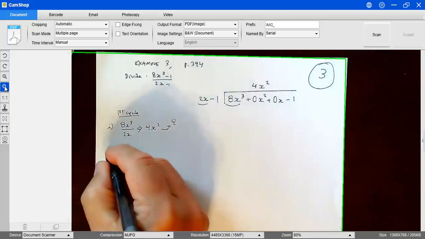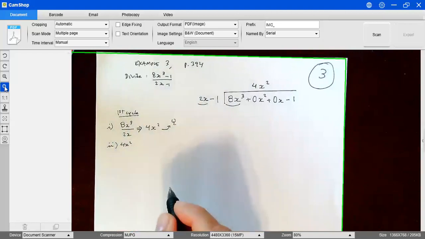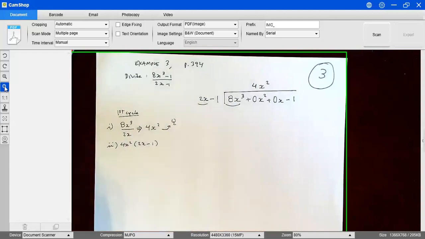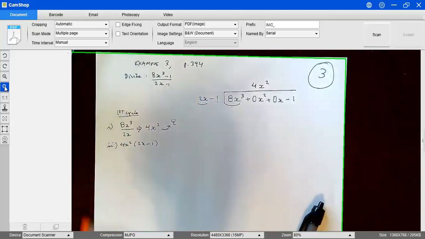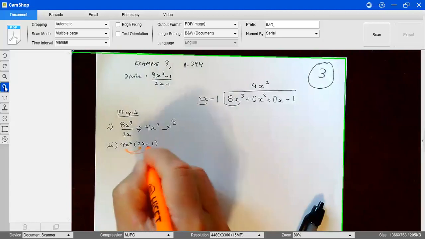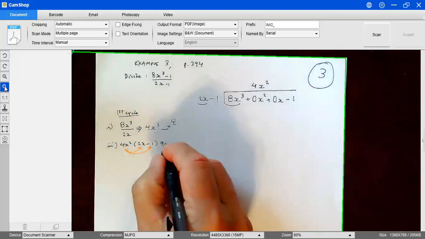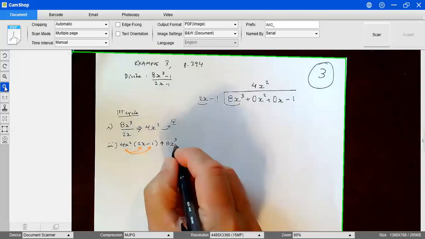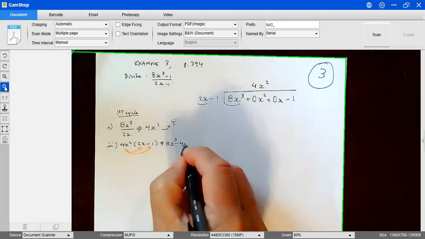So now, the second step of the first cycle is just multiplying the term that we just found by the entire divisor. So this is going to require applying the distributive property. So we're going to obtain 4 times 2 is going to be 8. X squared times x is going to be x cubed. Then positive times negative is going to be negative. 4 times 1 is negative 4. And then only x squared.